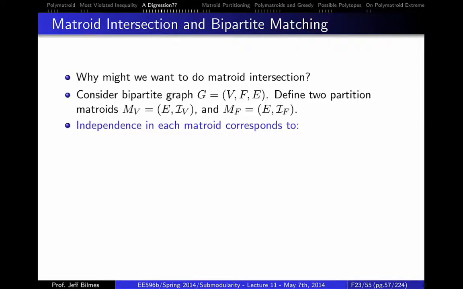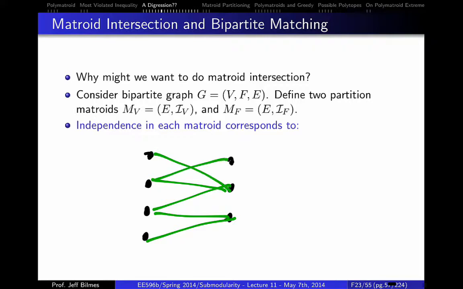Maybe I should just draw an example. So here's essentially a set of nodes, bipartite graph on the left, bipartite graph on the right. The edge set is in green, say. Okay. So we can partition the edges in two different ways.